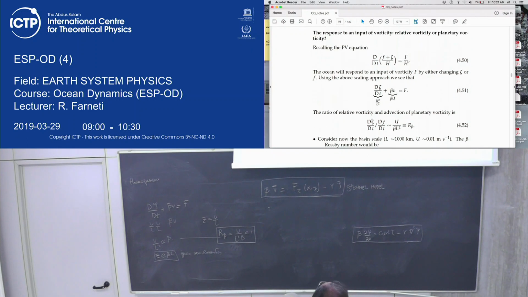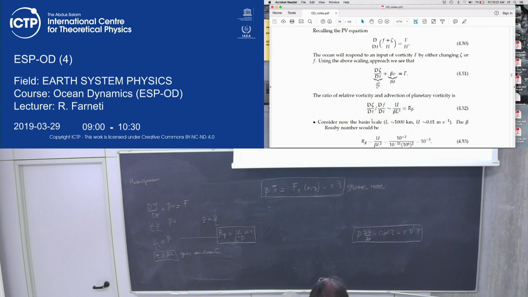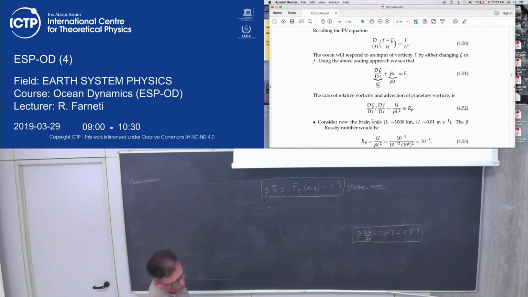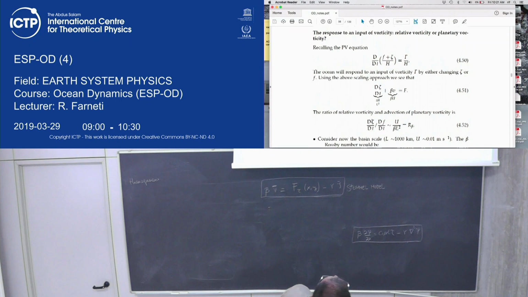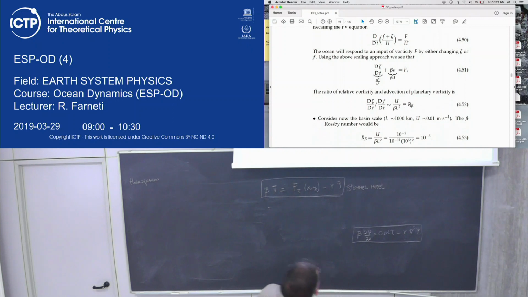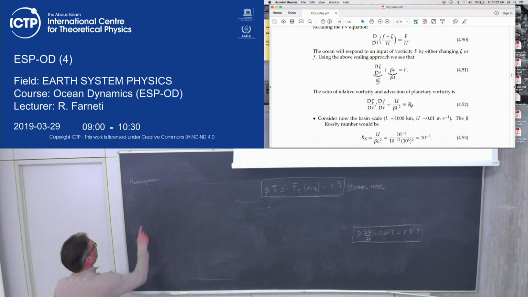Okay, so your question was actually this: how does the ocean respond to an input of vorticity, and what is really changing? The response to an input of vorticity is that either the relative vorticity or the planetary vorticity will respond. Okay. So you have the PV equation.